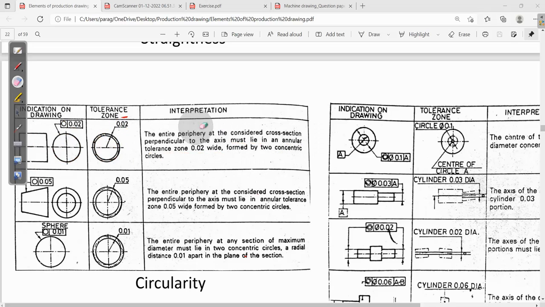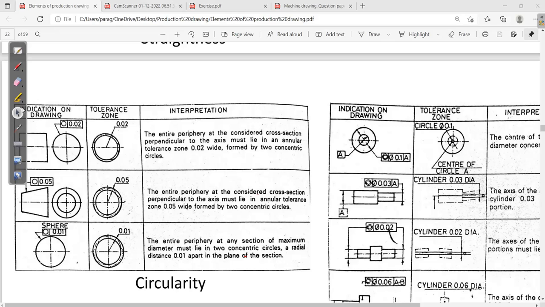Now suppose you know what concentric circle means, you can directly form it, right? So in a simple sentence, how will you format it? The periphery of a shaft, of a cross section of a shaft taken at any point perpendicular to the axis, must lie between two concentric circles lying 0.02 mm apart. Like this, you can frame the sentence.